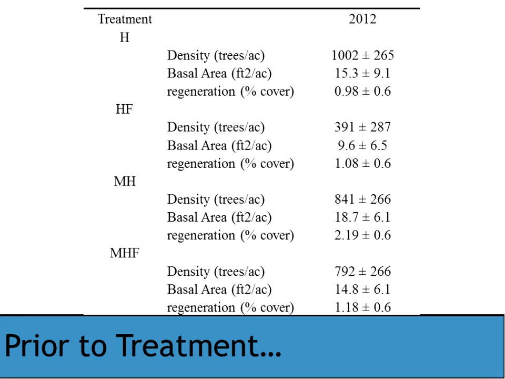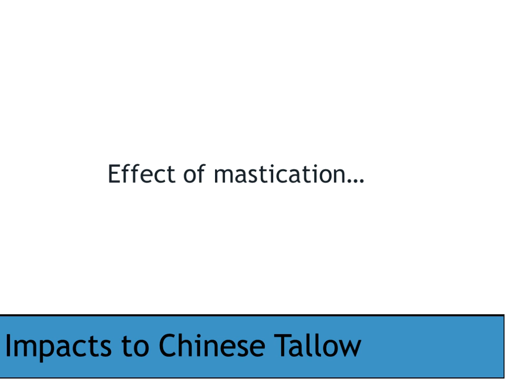So let's look at the impacts on Chinese tallow based on these integrated treatments. So you can see that we had a range of about 400 to 1,000 stems per acre of Chinese tallow, depending on our treatment type, and those are all non-significant, so all fall in the same realm. And then basal areas of about 10 to 19 square feet per acre. And then regeneration was similar, about 1% of the regeneration.